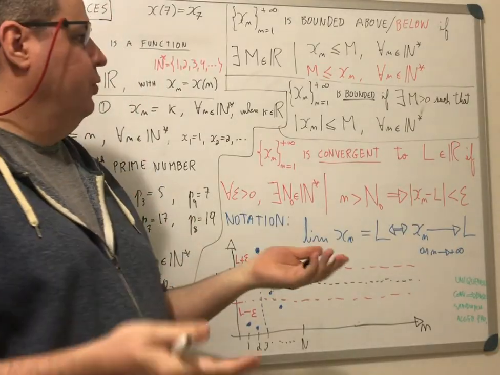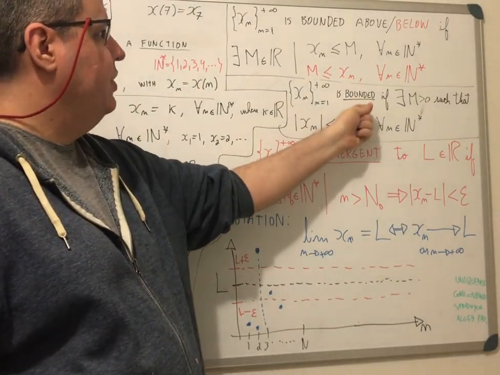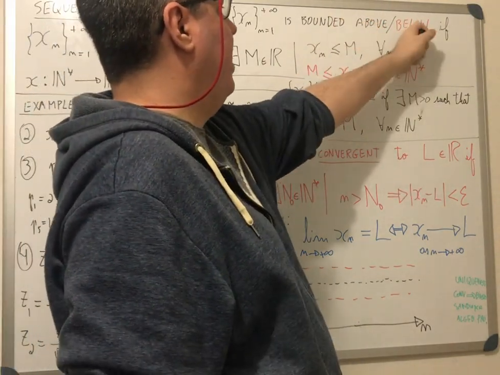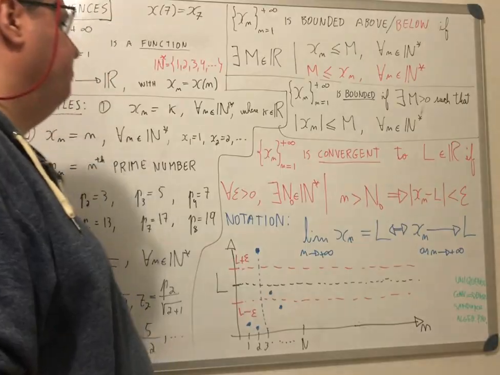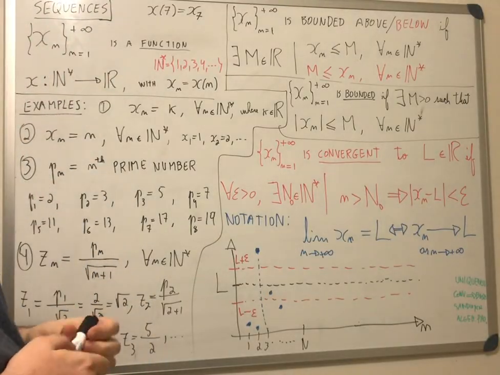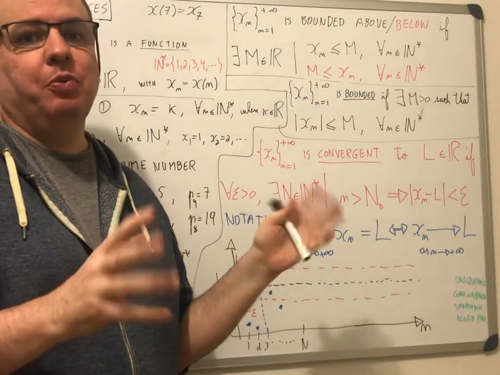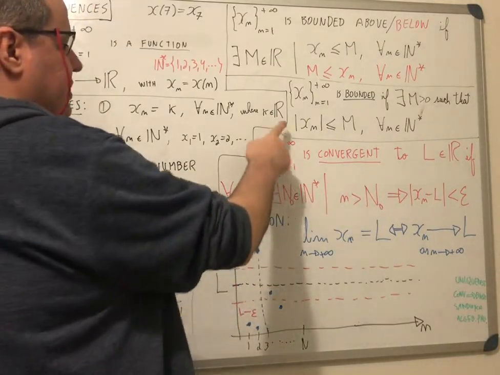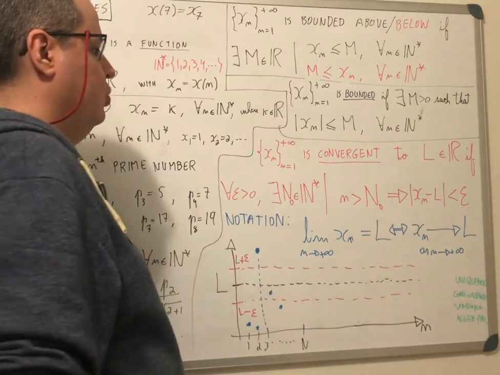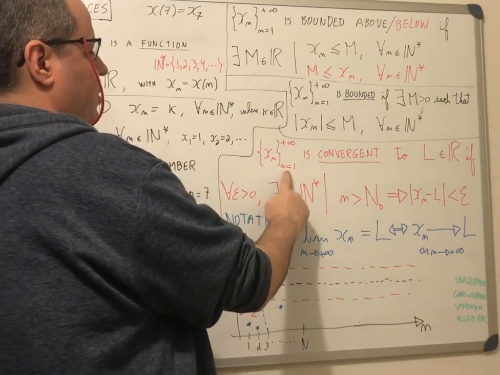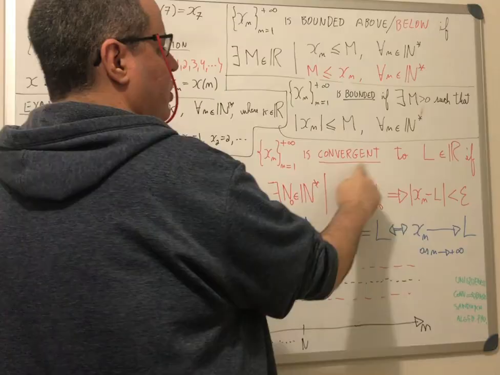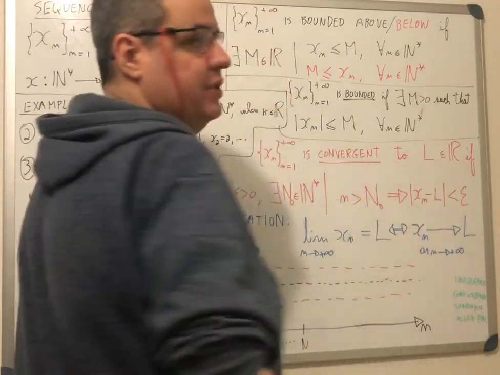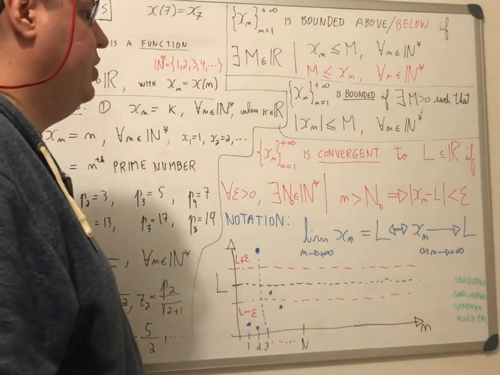And you can prove that a sequence is bounded if and only if the sequence is bounded above and the sequence is bounded below. Now, the next definition, and perhaps the most important one, is when the sequence will converge. So a sequence xn from n equals 1 to infinity is convergent to a real number L. L we call the limit of the sequence, if the sequence is convergent.